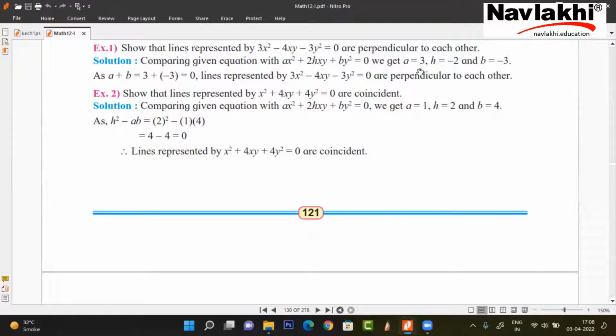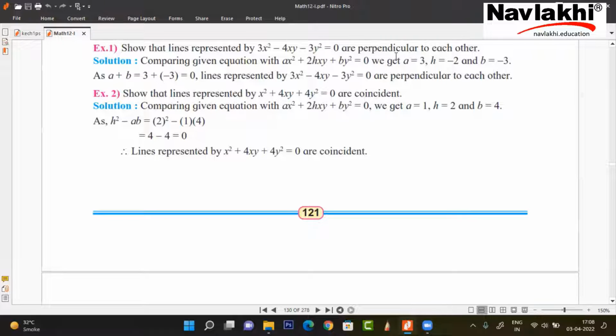Obviously, a is equal to 3. Obviously, 2h is minus 4, so h is minus 2. Obviously, b is equal to minus 3. I have to prove it is perpendicular.